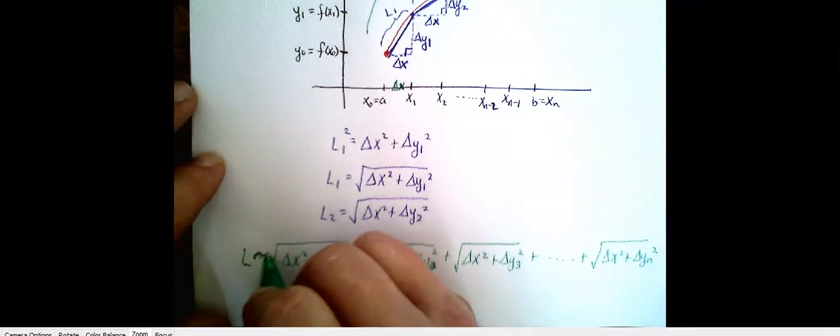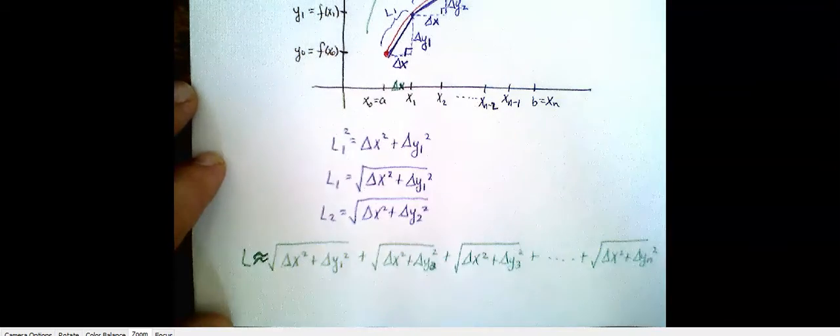Oh, and of course, L is approximately equal to that, right? We still haven't got it exactly, because there will still be some error from our approximation. So the arc length L that we're looking for is only approximately equal to the sum of all of these lengths. Okay?